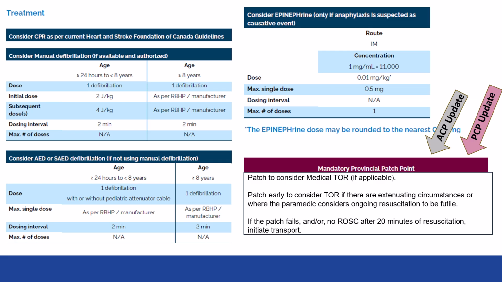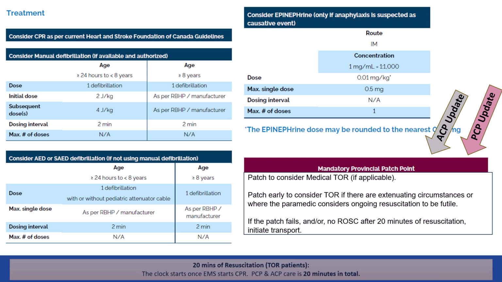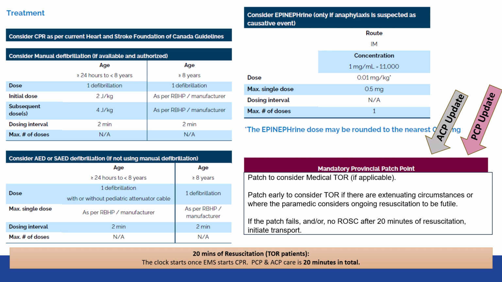Within the mandatory provincial patch points, you will see some wording updates for both PCPs and ACPs. First off, patch to consider medical TOR if applicable. Patch early to consider TOR if there are extenuating circumstances or where the paramedic considers ongoing resuscitation to be futile. And if the patch fails and/or there's been no ROSC after 20 minutes of resuscitation, initiate transport.